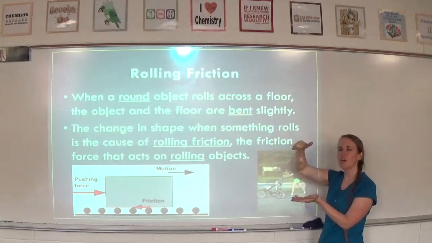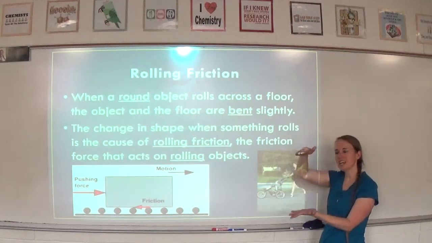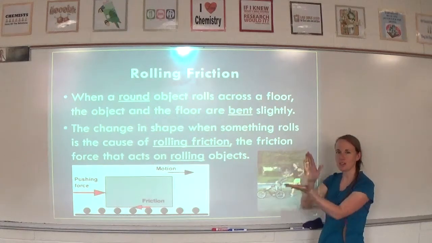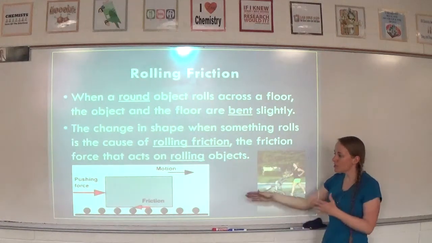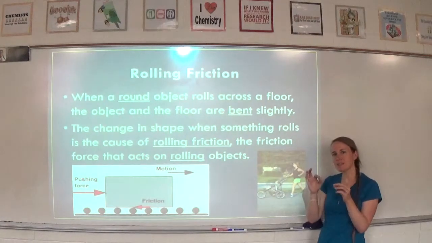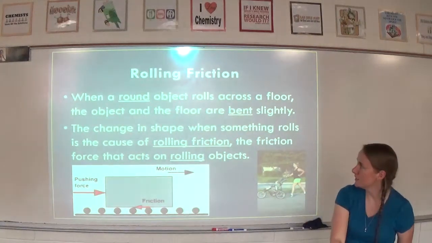Like, think about a tire. If it's not very well inflated, you can actually see how the bottom looks a little flatter as that tire's rolling around. So just know that even with harder objects, it happens at the atomic level. You probably can't see it.